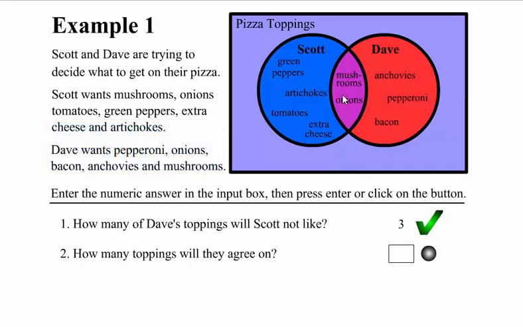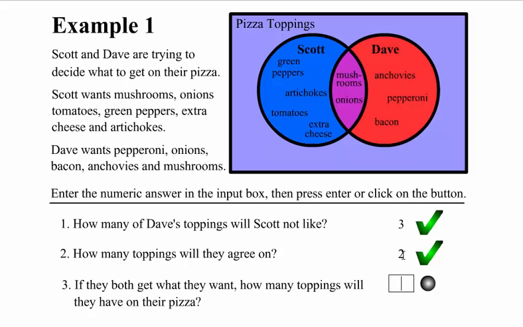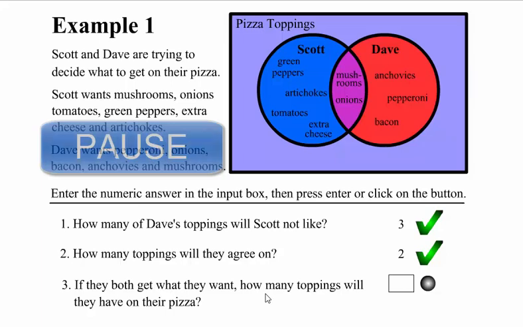This one should be pretty obvious. This intersection again, this section that overlaps, is where the toppings that they both like appear. And if they both get what they want, how many toppings will there be?